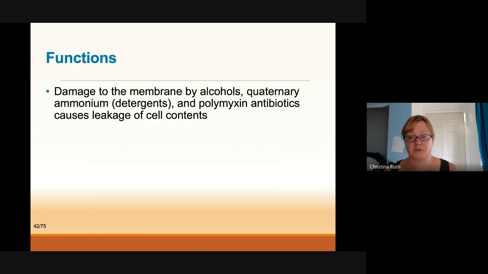It's also going to damage the cell wall. Quaternary ammonium, also known as detergents, can damage the cell wall. And then we have different types of antibiotics. Polymyxin antibiotics will cause the cell contents to leak out of the cell. So all of these things can damage the cell membrane.